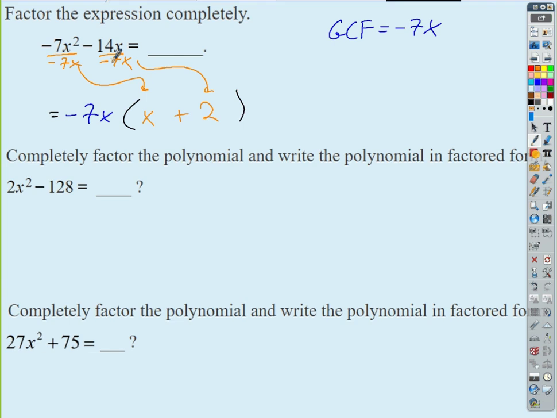What about number 2? Is there a GCF here? 2. Yeah, I can take a 2 out, so I'm left with 2 times what? There you go. Okay, that's a small step, but now we're left with this other factor that has an x squared minus a number. How are we going to factor that one?